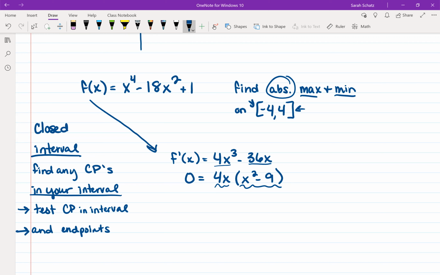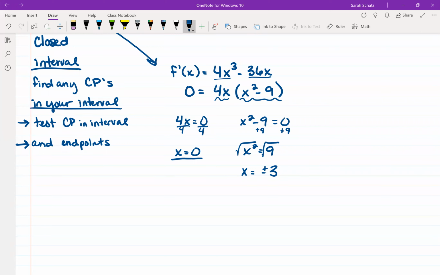You're just going to get x equals 0. On this side, though, we have to be careful because I have an x squared. And I get x squared equals 9. So I have to square root both sides to solve for x. And guys, I do need plus or minus roots when I take roots today. So x equals plus or minus 3. That means I have 3 critical points. You guys, I have a critical point at x equals 0. And I have a critical point at 3 and negative 3.